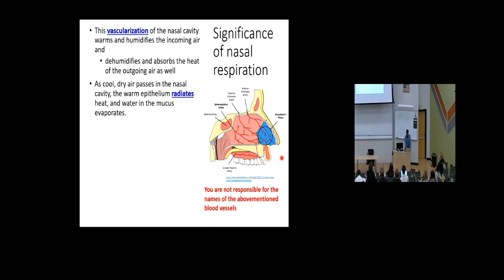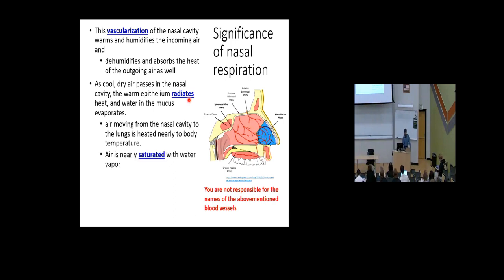So let's say cold dry air is going to pass into the nasal cavity. The epithelium is going to be quite warm, right, because of all these blood vessels, and that's going to radiate heat, and that heat will make the water in the mucus evaporate, and that water is going to both saturate the incoming air with water vapor, and it will also make sure that the air is heated to near body temperature, right?